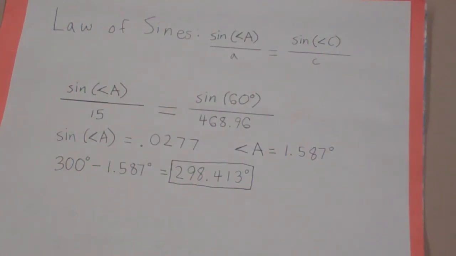But how does that help us? We can subtract 1.587 degrees from 300 degrees, which will give us our heading. So we need to travel at 298.413 degrees? That's right. There, now you know how to figure out your heading from your course.